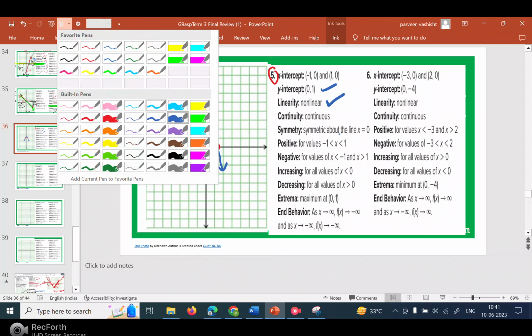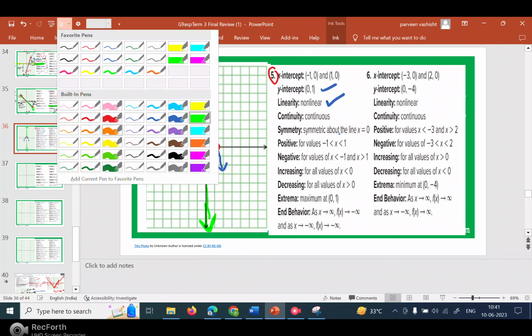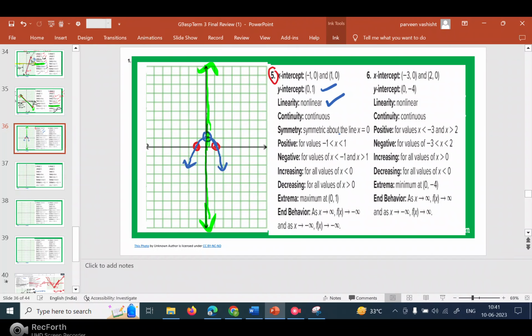Okay, symmetric about the line x equals 0. Where is your line x equals 0? This is your line x equals 0 because x is 0 on the y-axis. So how do we see symmetry? Symmetry means it becomes the mirror. Now look, the graph should be symmetric about it. It should look the same on the right hand side and the left hand side. It is going down like this and going down here. So it becomes symmetric and it is continuous also. Continuous means you will draw the line continuously.